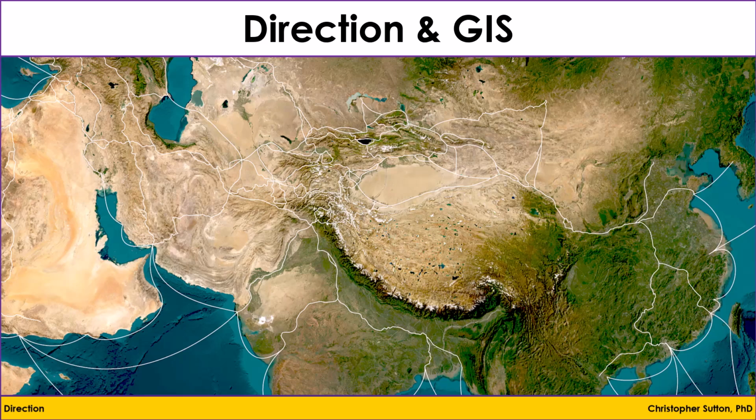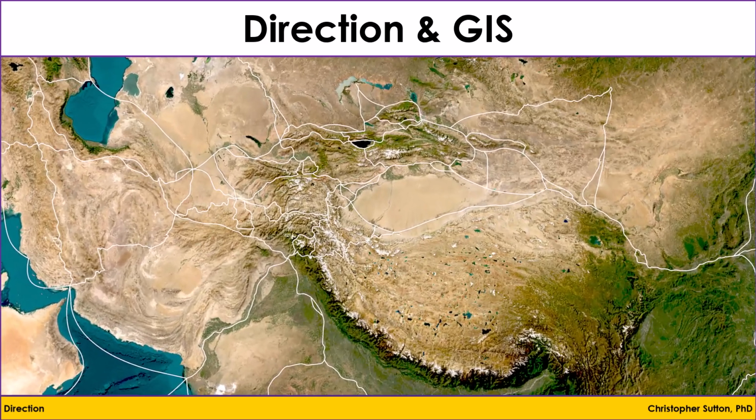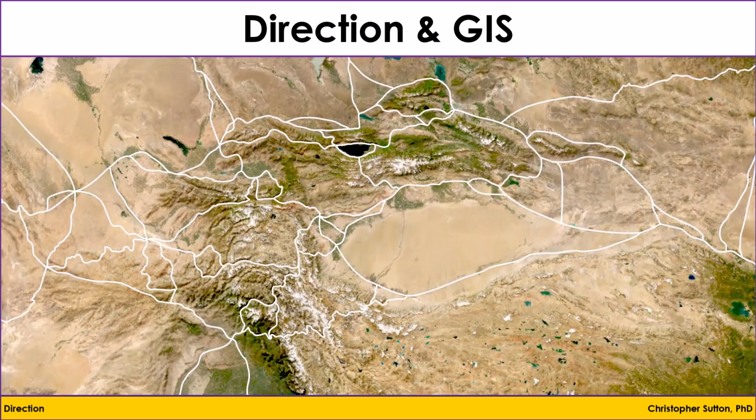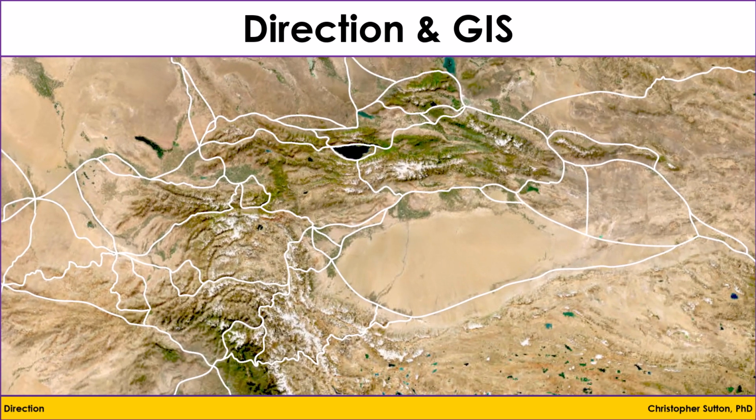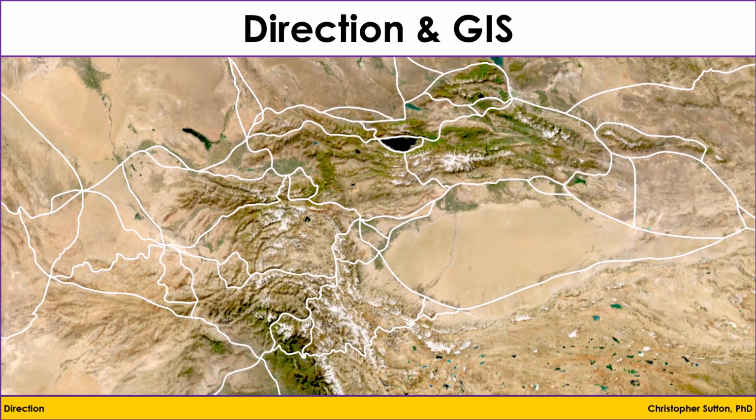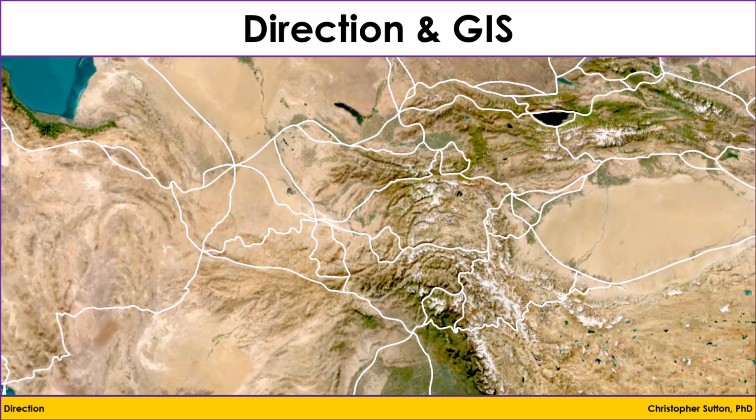In cultural and historical studies, direction plays a role in reconstructing historical trade routes like the Silk Road, or understanding the directional alignment of cultural or religious sites. Direction is more than just north, south, west, and east. It is vital in GIS to help us understand movement and connections in geographic space.